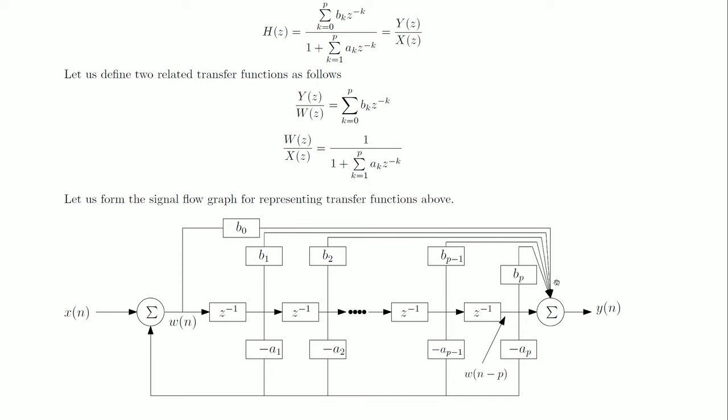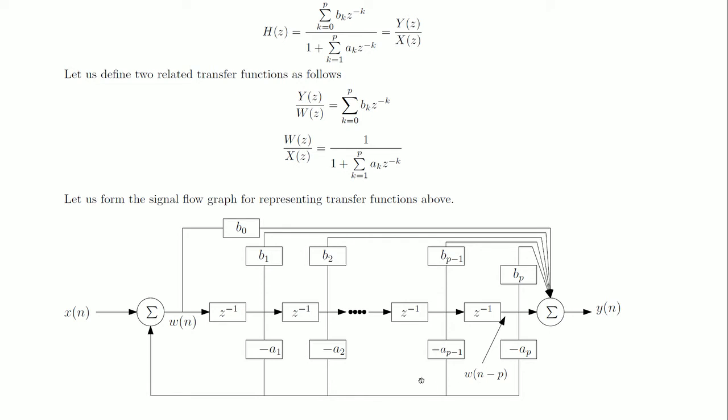Like this we have b2 which is at the output of the second tap delay, and it is connected to the output, and minus a2 is a feedback path going back to the input. This goes on till we have the gains bp and minus ap, which are the feed forward and the feedback paths connecting the output and the input.